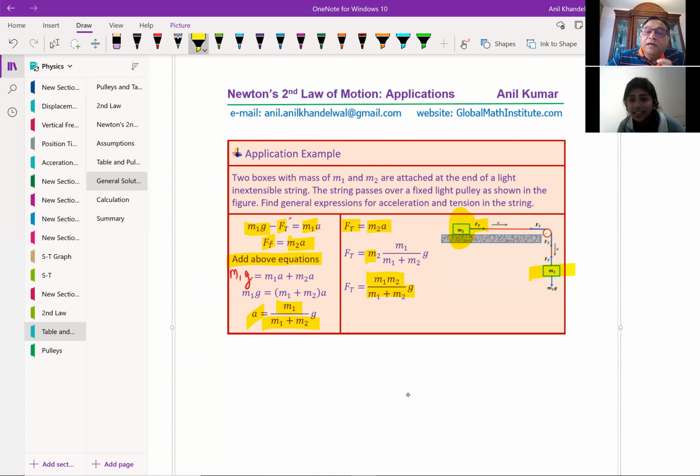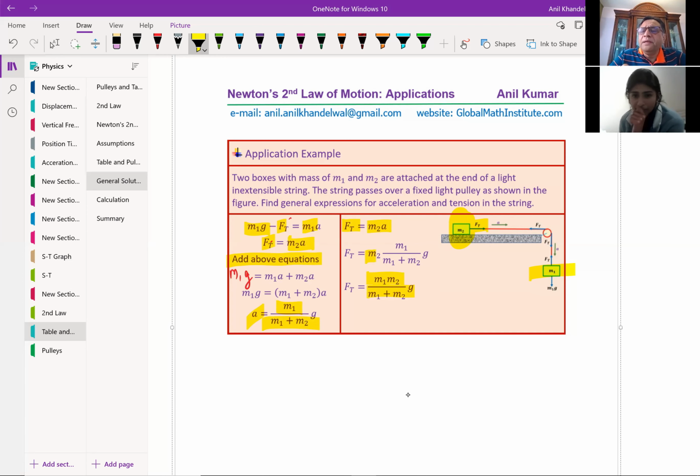Oh, I see. Very easy to remember. And since you know F is ma, you could go back to a also, which is F over m. You understand? Once you have all these formulas on your sheet and you look at them and try to understand, the concept will be absolutely clear. So with this, I think it's very clear how to do this, correct?